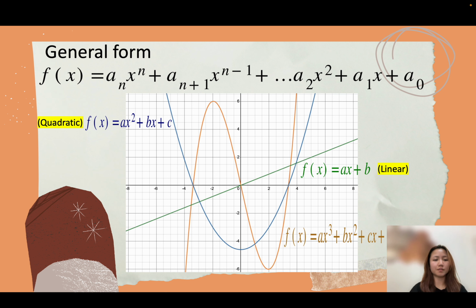First is the general form. You can see it here. The general form is like this. And then the graph. The graphs include a linear graph, a quadratic graph, and this one, the orange line, is a cubic polynomial function.